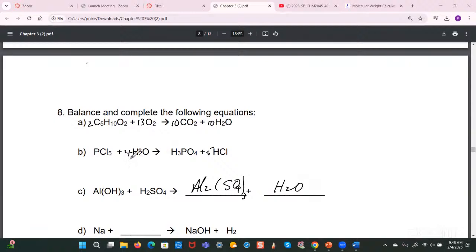Double displacement, does that sound familiar? Right, so basically what's gonna happen is that the sulfate will come together with the aluminum and the H will come together with the hydroxide to form water. Right? Okay, so balancing, how do you go about balancing this equation?